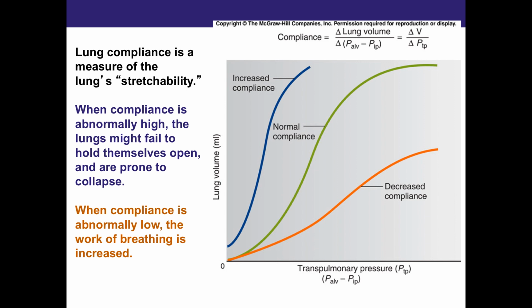The blue line is more like emphysema. You would think this would be advantageous, right? Small changes in transpulmonary pressure translate to huge changes in volume. Very easy to open up the lungs. Doesn't take much work at all, right?